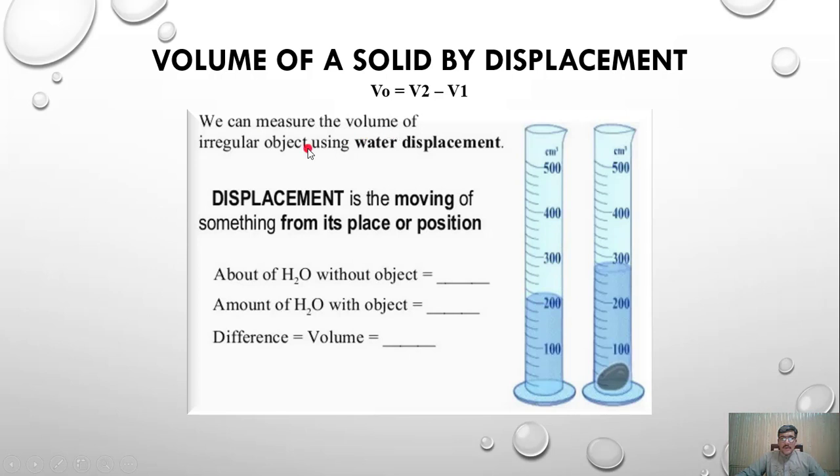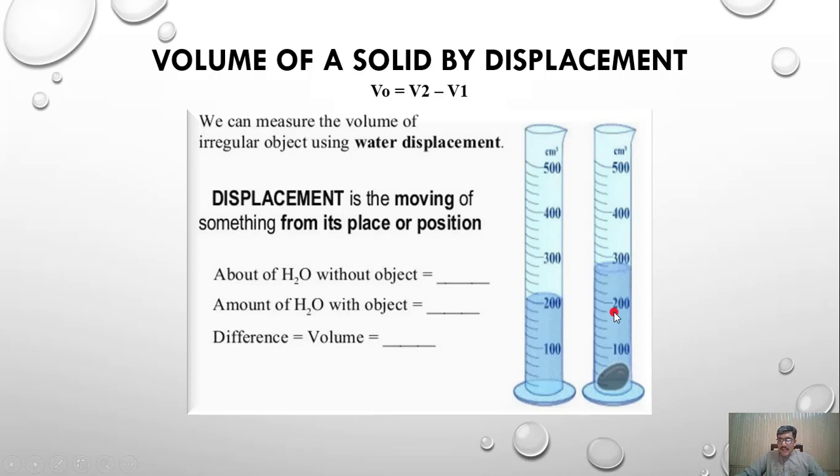So we can measure the volume of an irregular object using water displacement. Displacement is the moving of something from its place or position. For example, if an object is placed at point A and we move that object from point A and it goes to point B, it means that there is some displacement, because that object is moved from point A to point B.